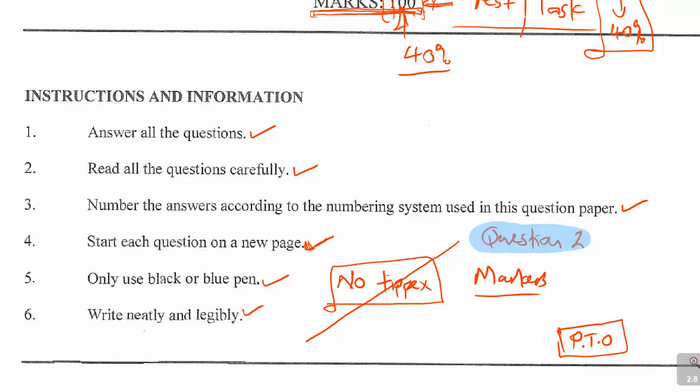They do not talk about rounding off, so in this case it's up to you. You can do 2 decimal places or you can do 3 decimal places because the paper does not specify the rounding off.